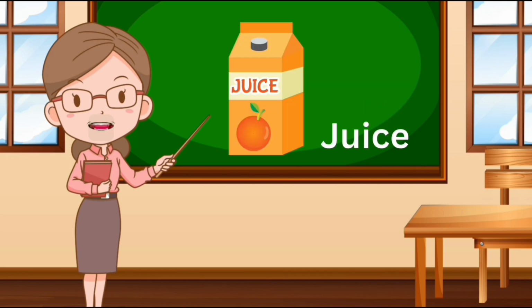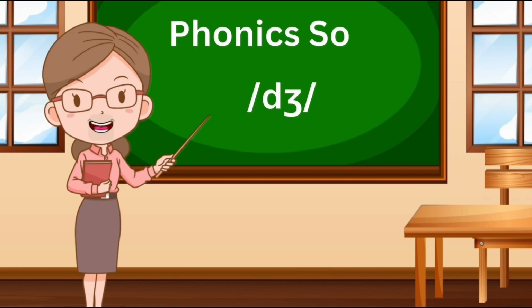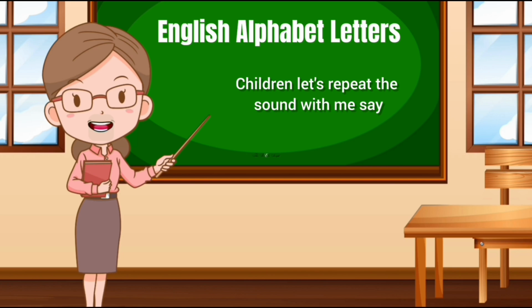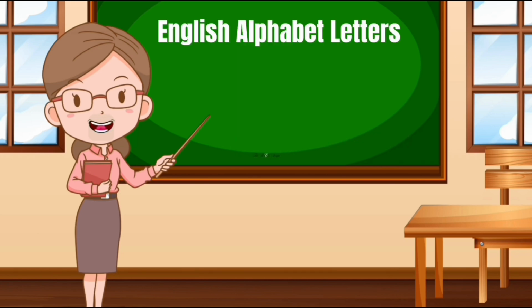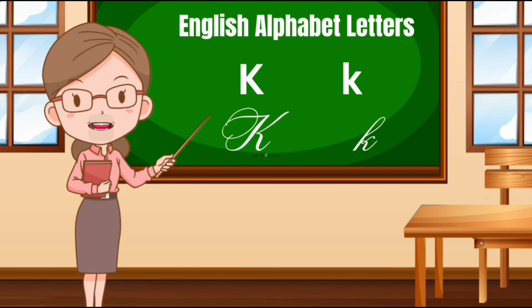J. Sound used for juice. Phonics sound of J is J. Children, let's repeat the sound with me. Say J, J, for juice. Perfect. This is the alphabet letter K.